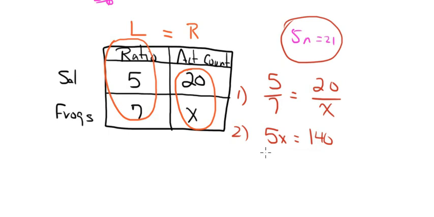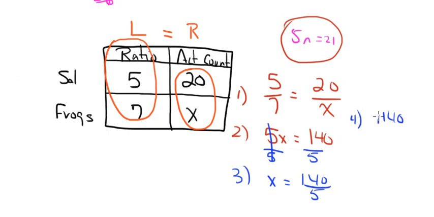Divide both sides by what? By 5. Divide both sides by 5. I cancel out my 5's. And my third step is I get x equals 140 over 5. Okay, so my fourth step over here is going to be 140 divided by 5. And I do my math.